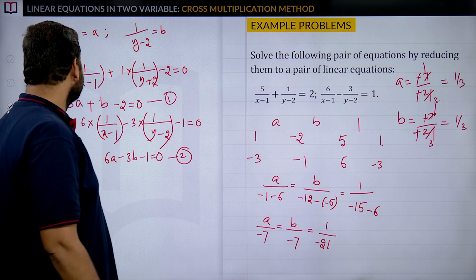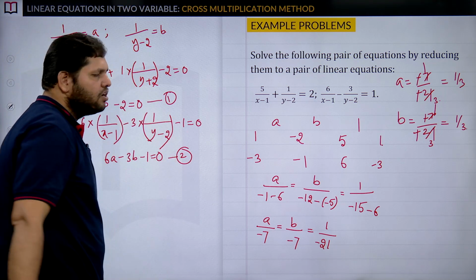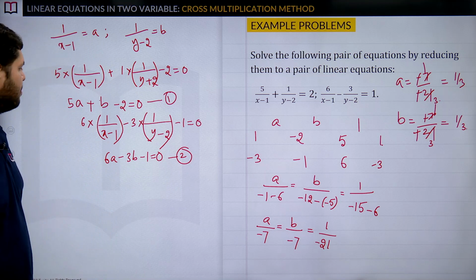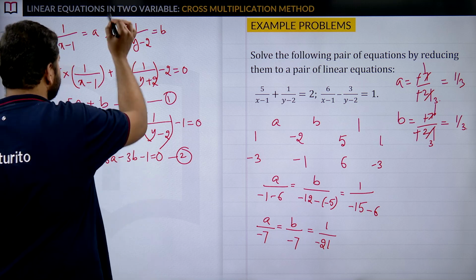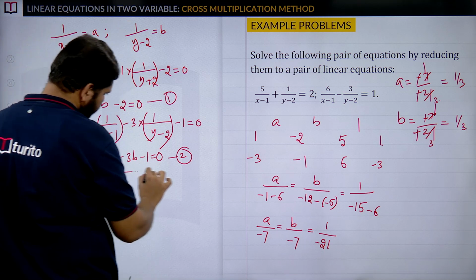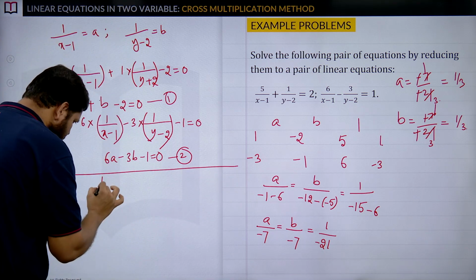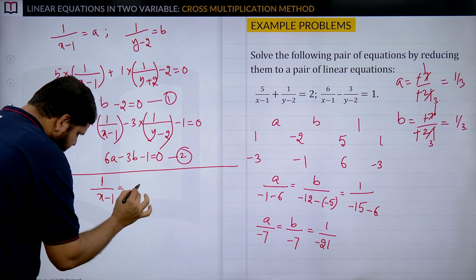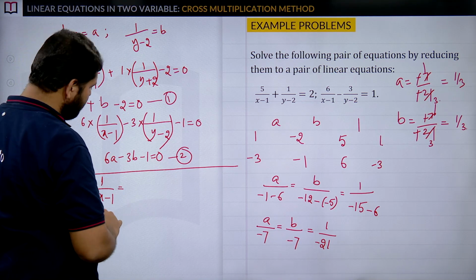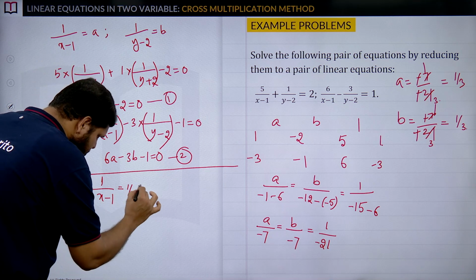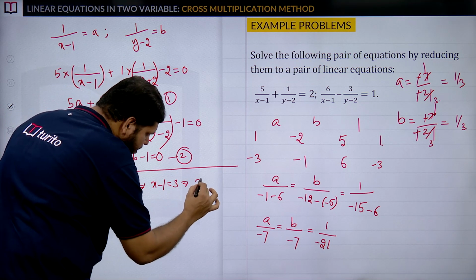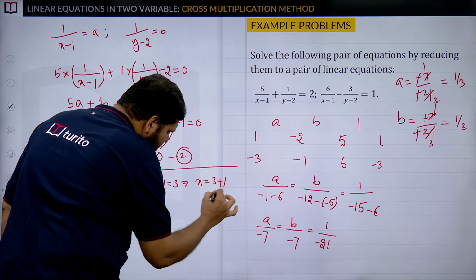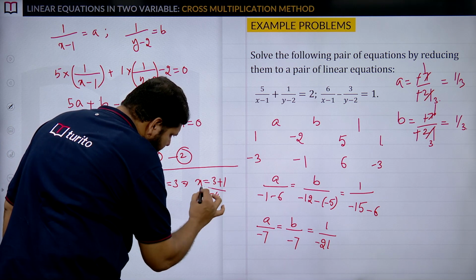But we need to find the what, children? X value and Y value, not A and B value. But we are assuming, children, A is equal to what? 1 by X minus 1. So I am substituting here, children. So 1 by X minus 1, A value how much? It is 1 by 3. So directly we can say X minus 1 is equal to 3. Then X is equal to 3 plus 1. Then X is equal to 4 is the answer.